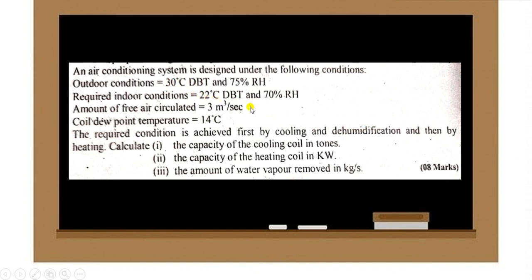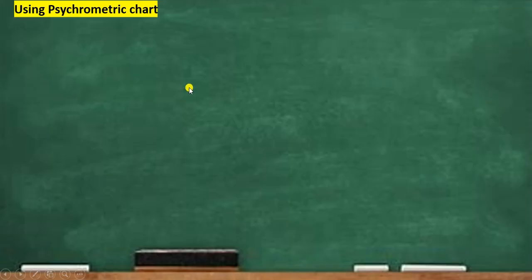So we will write step number 1, given data. Using the psychrometric chart we are solving the problem. In the data he has given the volume of air circulated inside the room, 3.33 meter cube per second. In the previous problem, a numerical we solved, he had given the volume of air circulated in terms of meter cube per minute. So here it is given per second.